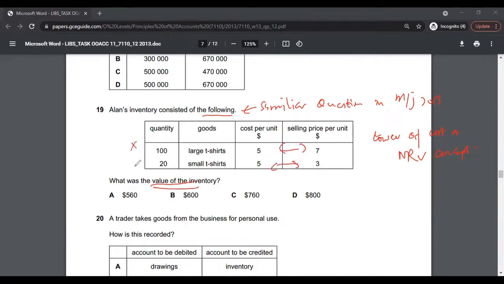Let's say X and Y. For X, we will take the value of $5 cost per unit, because that's less than 7. And then for Y, we will take $3, which is the selling price, because 3 is less than 5. So 100 times 5 is 500, and 20 times 3 is 60. So the total value of the inventory is going to be 560. Therefore, the answer to multiple choice 19 is option A.